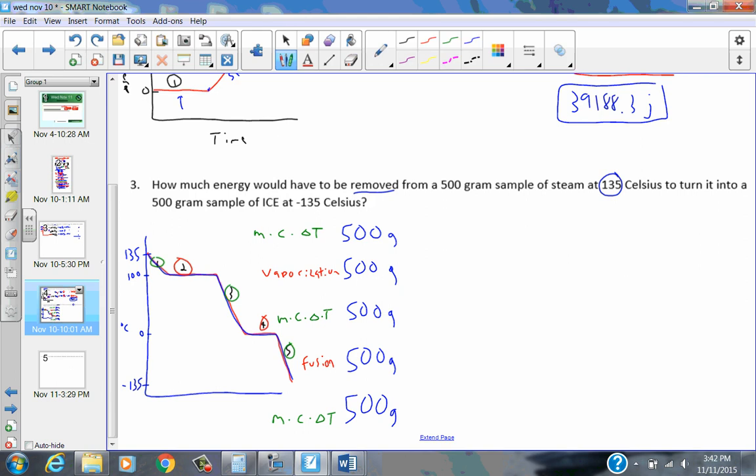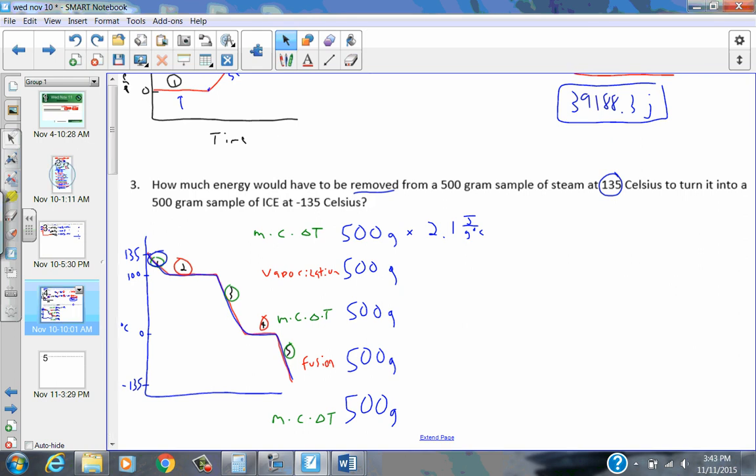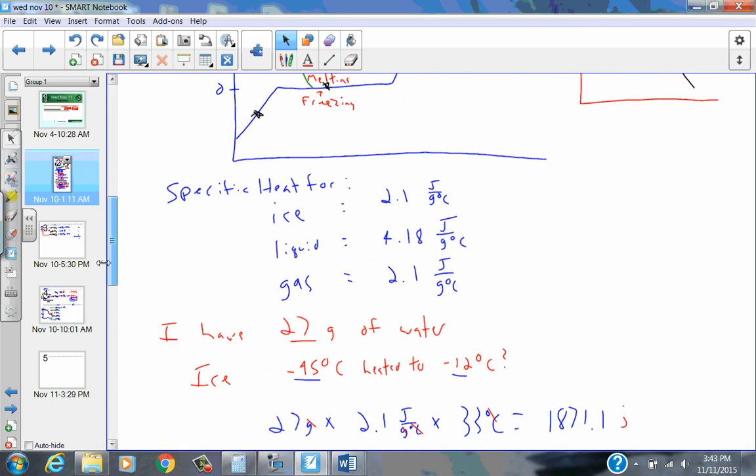Okay, lots more work left, but I have a plan. The first one is m times c times delta t. A couple of questions I ask myself. At the first step, what phase is it in? Well, it's over 100 degrees, it's water, and so it must be a gas. The gas is 2.1 joules per gram degree Celsius. That is the specific heat of a gas. I'm finding that on my notes.